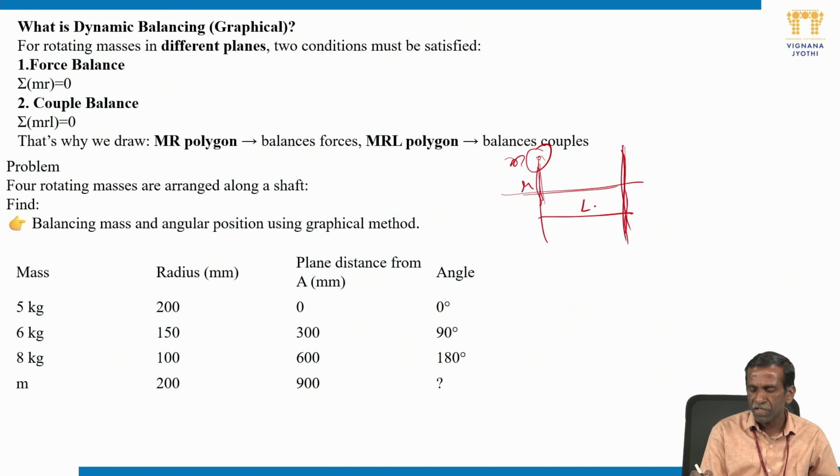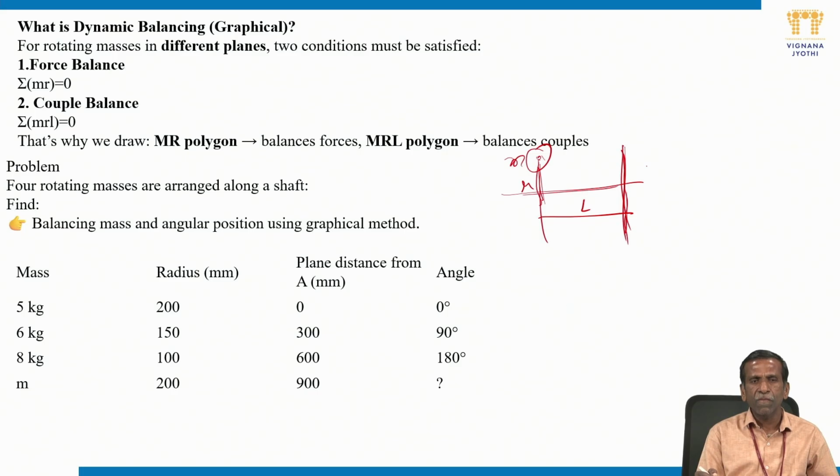So what is the moment of this force about this plane? Then this length will come into the picture. Okay, m r omega square into length. Omega square is common for all, as we mentioned previously also. Then MRL. So the MR polygon and MRL polygon, both polygons need to be constructed to check the balancing of these masses located in different planes. Okay, so any unknown quantity of a given set of rotating masses, that unknown quantity we can find. So balancing mass and angular position we can find using the graphical method for the given values.